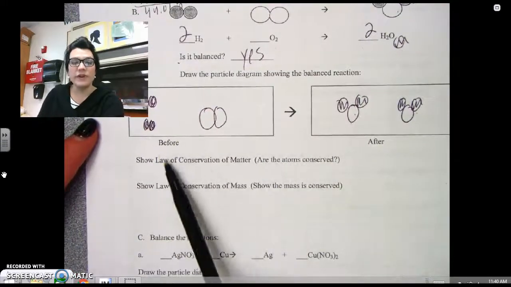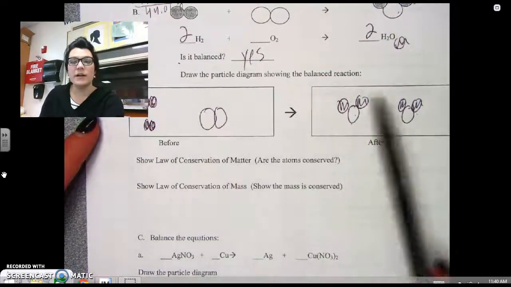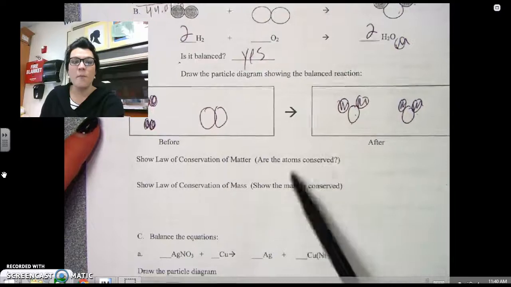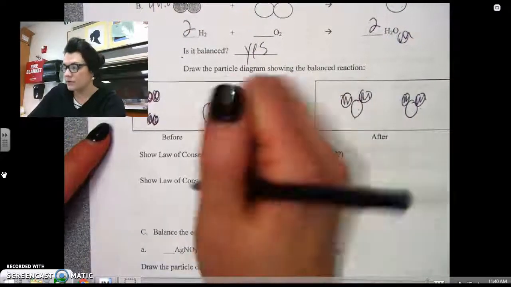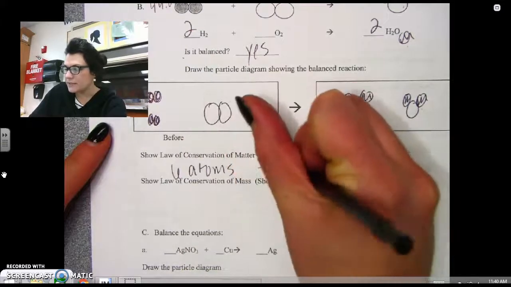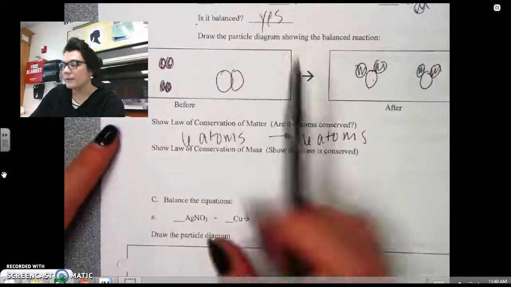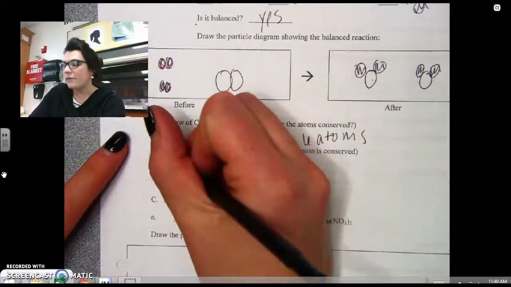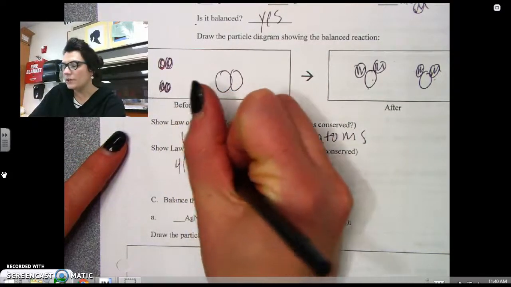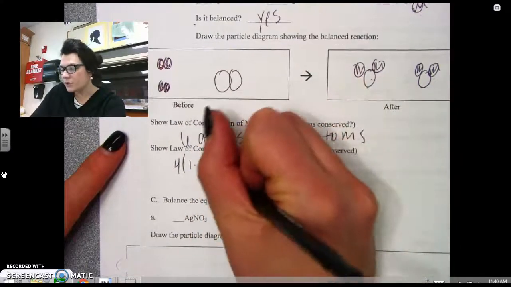So the law of conservation of matter, does it work out? Yes, there's 6 atoms here and 6 atoms here. Same thing with mass. So let me write that. 6 atoms, 6 atoms. And then here, if I was to add these up, this would be 4 times 1.01, which is equal to 4.04, plus 32.